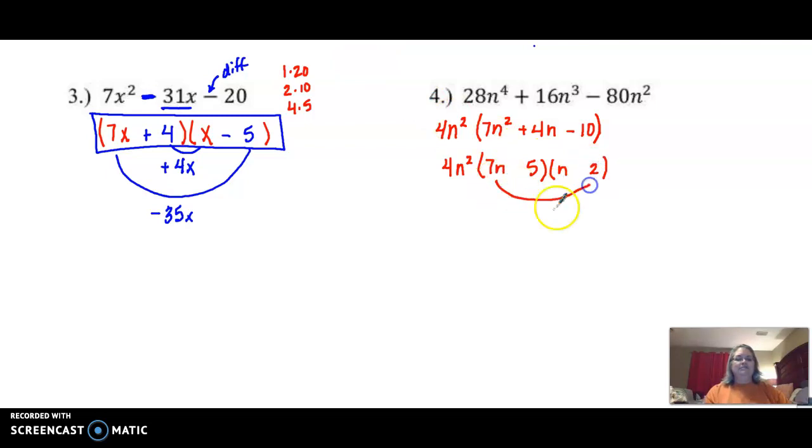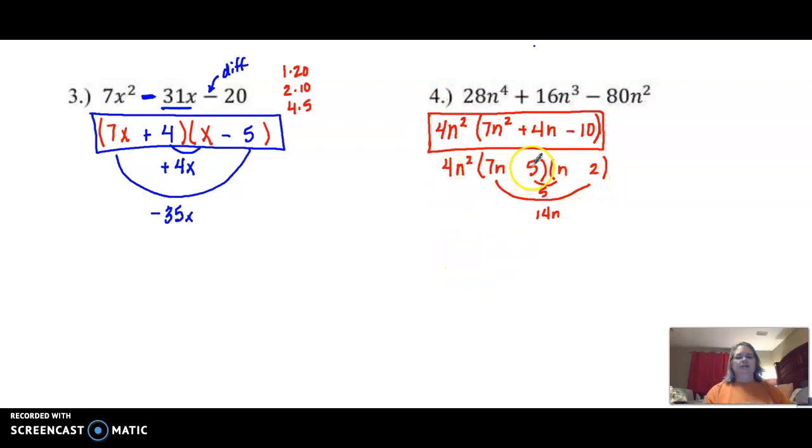And notice this gives me 14, and this gives me 5. 14 and 5 don't give me 4. So maybe those don't factor. And so if those don't factor, then that's where we stop.